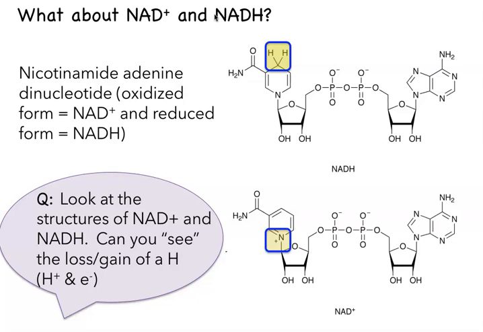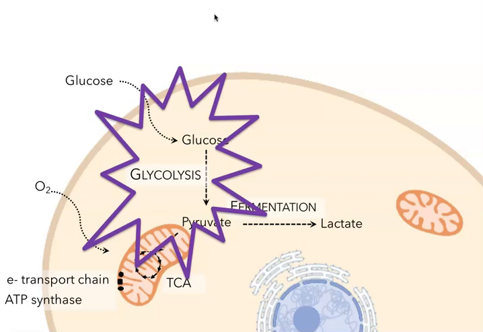Glyceraldehyde 3-phosphate dehydrogenase is the only dehydrogenase in the glycolysis pathway. But as we go on and we look at other pathways, both fermentation and reactions in the TCA cycle, we'll see many more dehydrogenases, and it will really help if you can remember that what we're doing is we're studying redox reactions and look for that appearance and disappearance of a hydrogen.